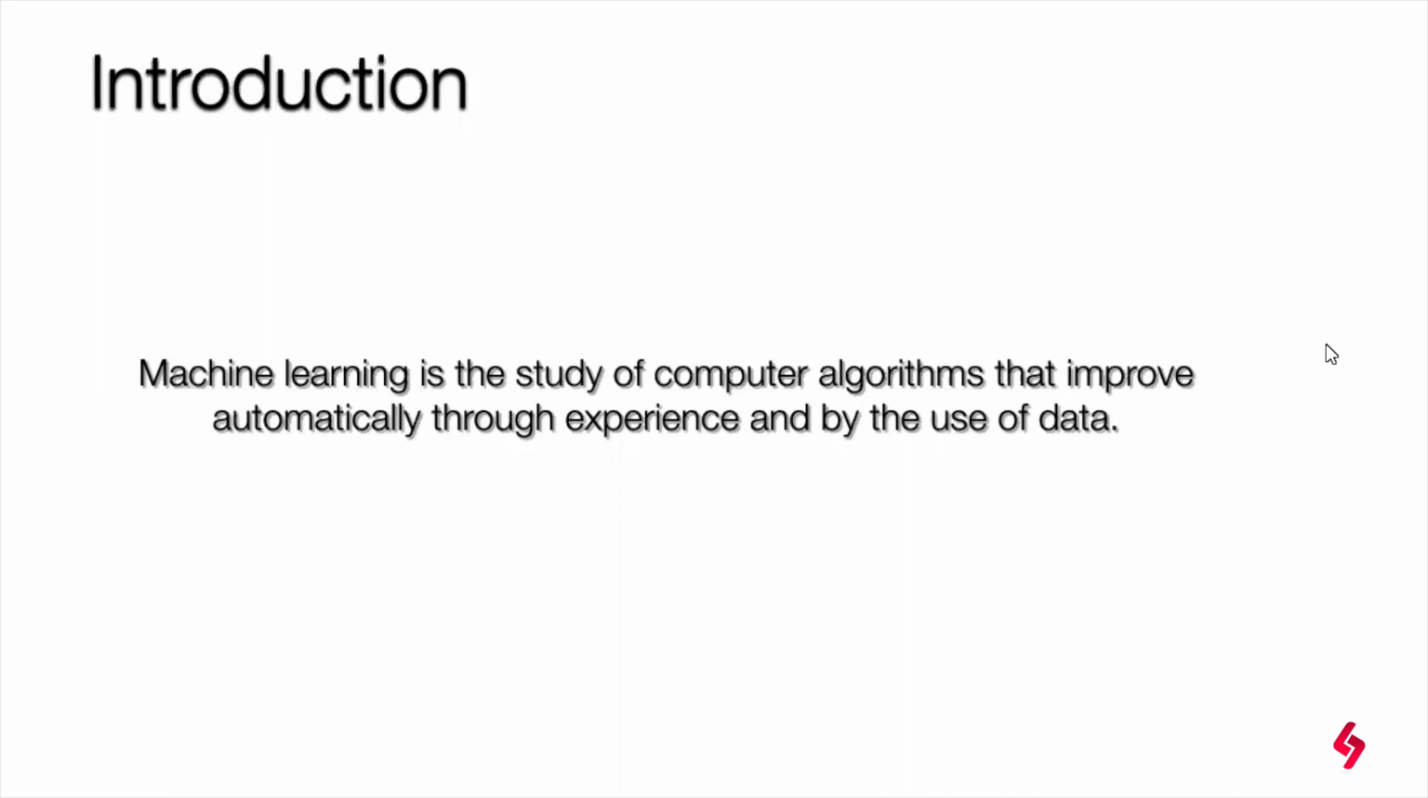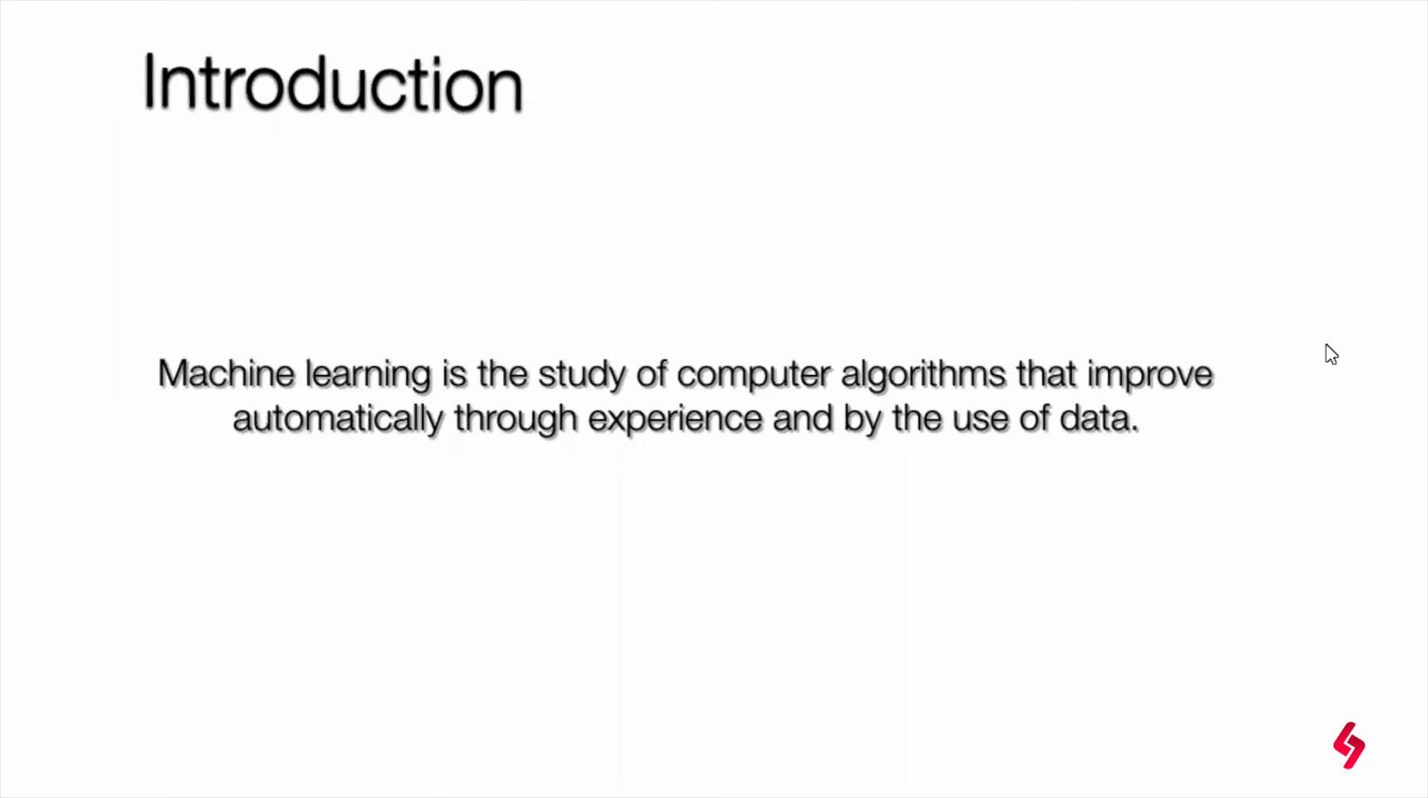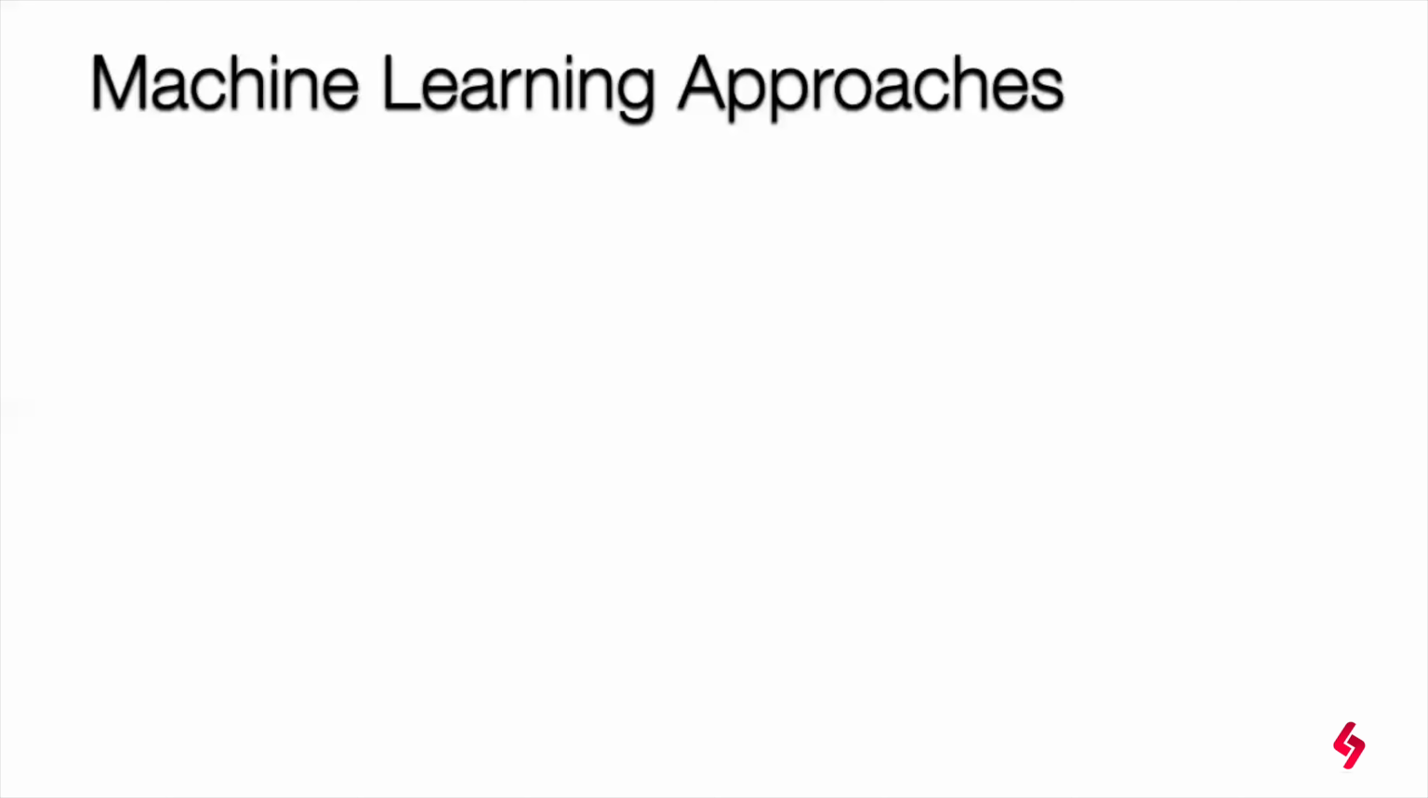So basically, machine learning means understanding the data, learning from the historical data, and behaving with respect to the new data in the future. In simple words, we can say. So coming to the point here, what are the machine learning approaches we generally follow?